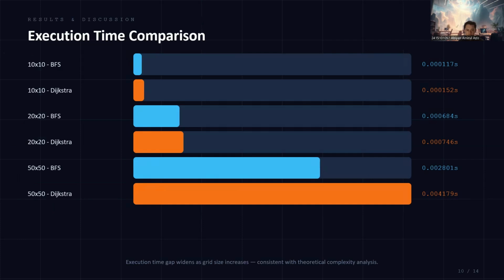Execution time comparison. This chart is to highlight the execution time difference more clearly. The difference is relatively small for smaller grids, but the gap becomes larger as the grid size increases. On the 50 by 50, BFS completes the search significantly faster than Dijkstra. So this trend is consistent with the theoretical complexity analysis of the two algorithms.